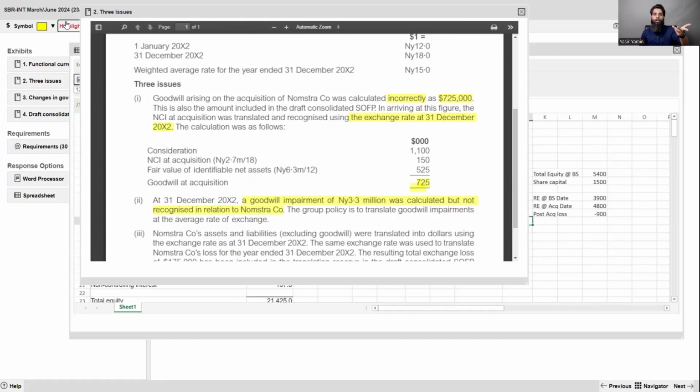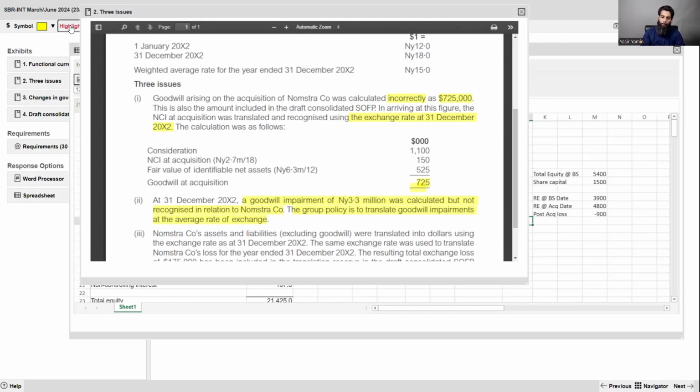You see, impairment is a loss, na? Impairment is a loss. So, CR, NCI, debit, goodwill, credit, this is what happens. But although they had calculated impairment, they had not accounted for impairment. They are saying that the group policy is to translate goodwill impairments at an average rate of exchange. So this is their accounting policy. Make sense?